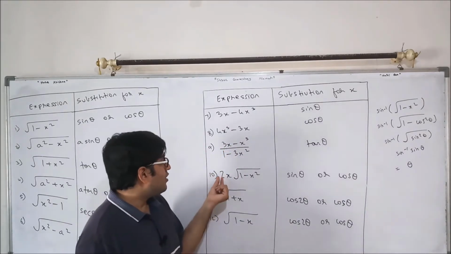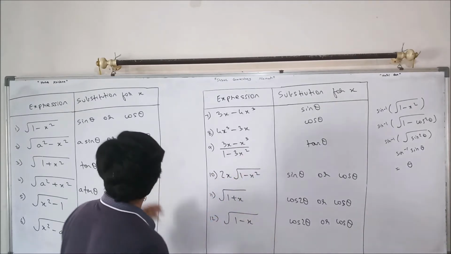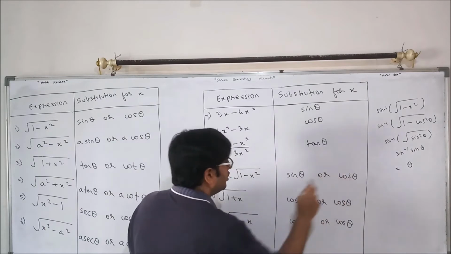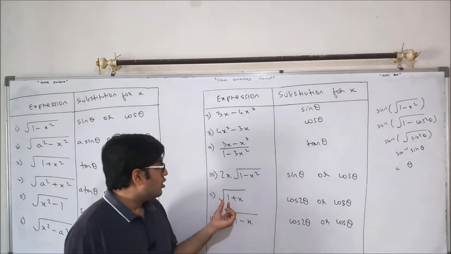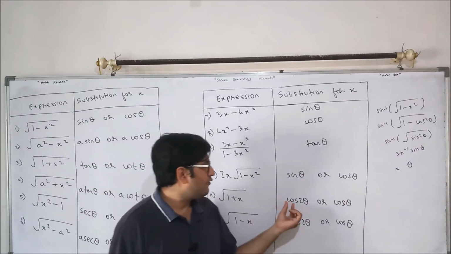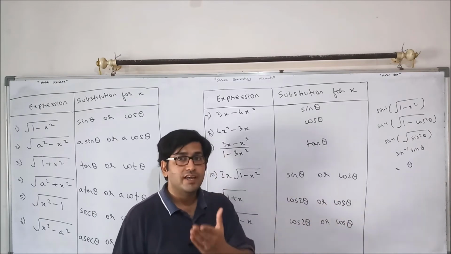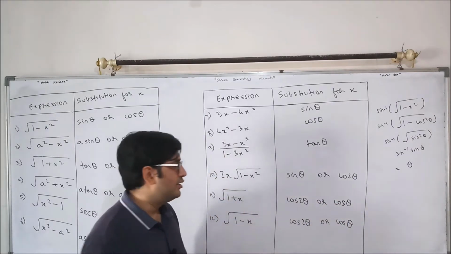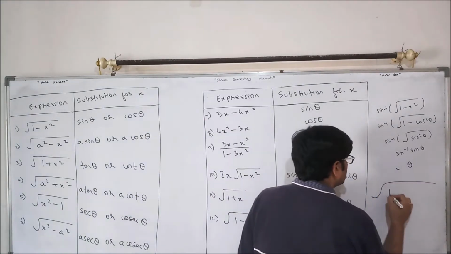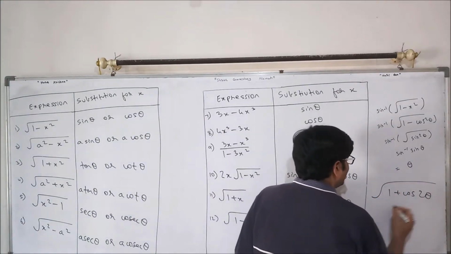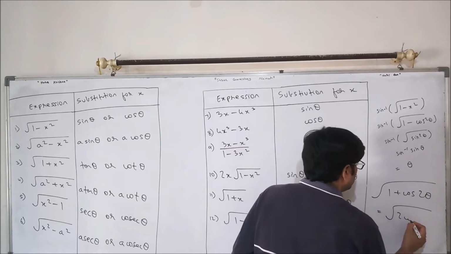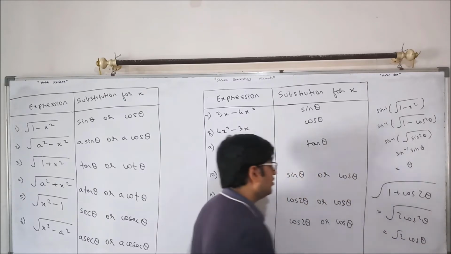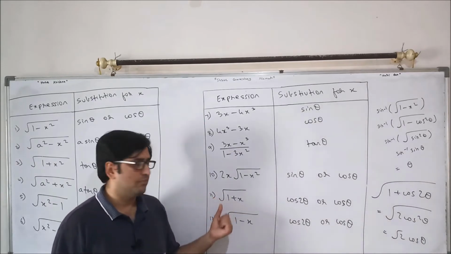Okay, if you have 2x root 1 minus x square, we have just now seen root 1 minus x square, so we go for sin theta and cos theta. If root of 1 plus x is there, we are going to go for cos 2 theta and cos theta. The benefit is that if root of 1 plus cos 2 theta is put, what is the formula for 1 plus cos 2 theta students? It is 2 cos square theta. So we will get 2 cos square theta, which will give you root 2 cos theta. So we are getting rid of the square root term.